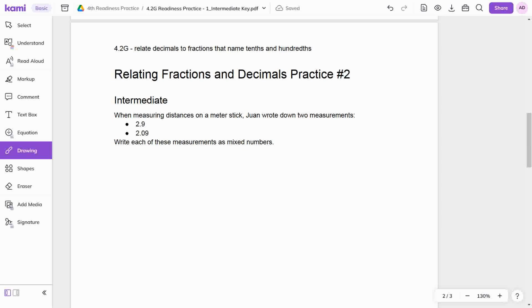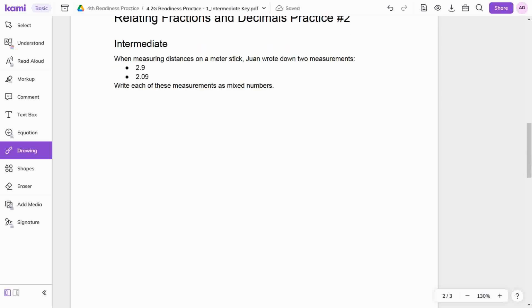Next, we have two different distances, 2.9 and 2.09. We need to write these measurements as mixed numbers. All right, so let's do that same thing. And let's put our two numbers here on place value charts. So we're going to start right there. 2.9 is really, that's 2 that is in the ones place. Then I'll do what I did last time. That 9 is in the tenths place. I can write it two different ways. So really, when I'm saying that, I need to say 2 and 9/10. That's going to be the most helpful.